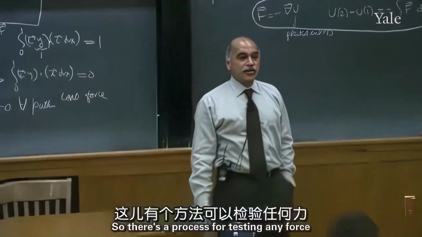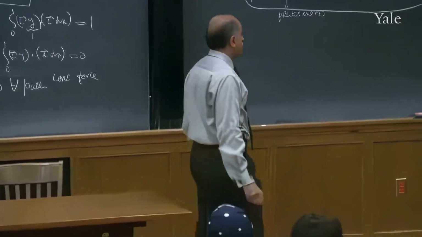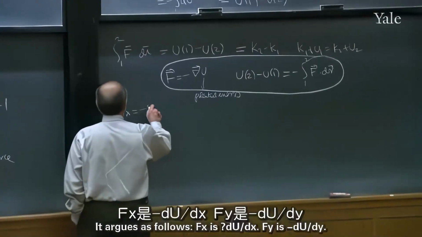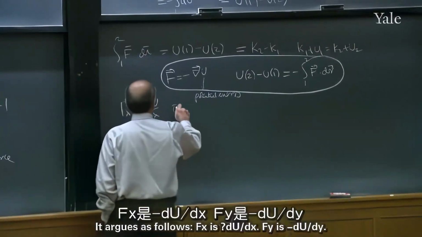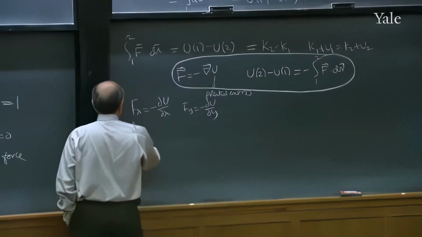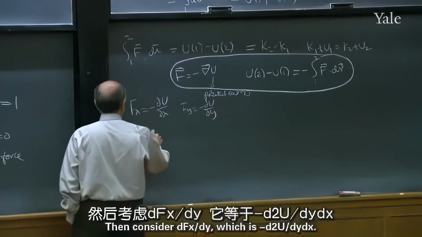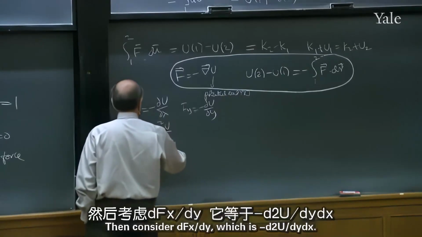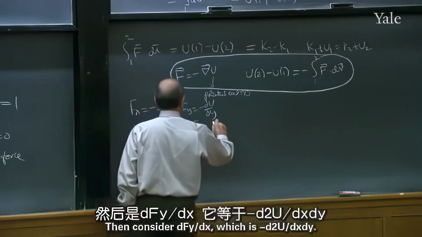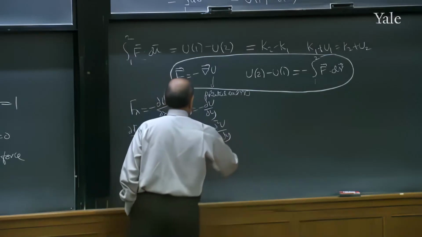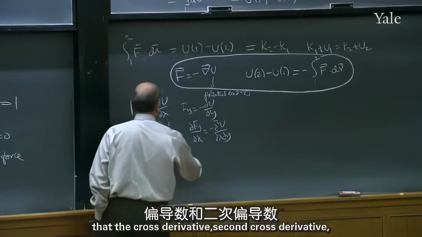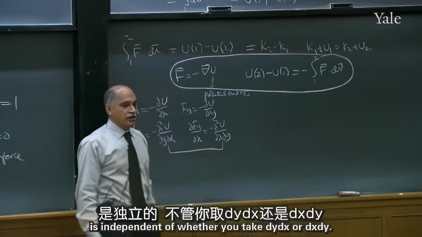So that's a process for testing any force to see if it's conservative. And the process is the following. It argues as follows. Fx is minus du dx. Fy is minus du dy. Then consider dfx dy, which is minus d2u dy dx. Then consider dfy dx, which is minus d2u dx dy. And it's the property of partial derivatives that the second cross derivative is independent of whether you take dy dx or dx dy.